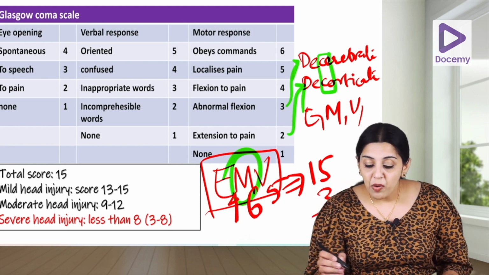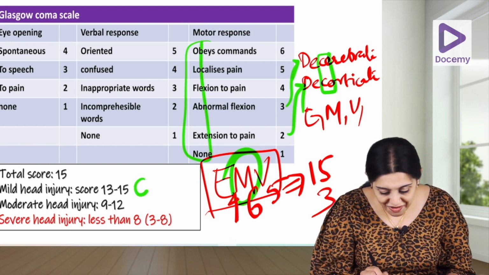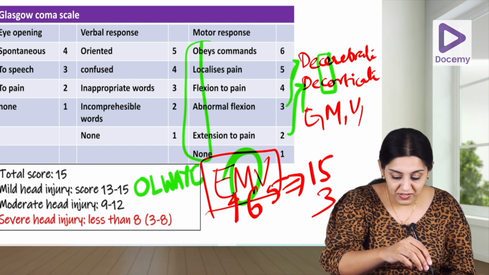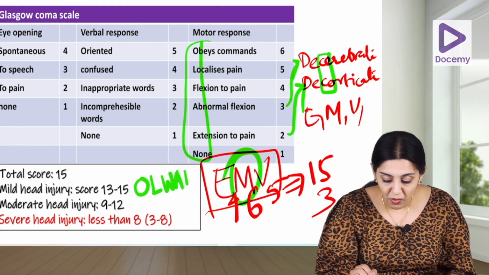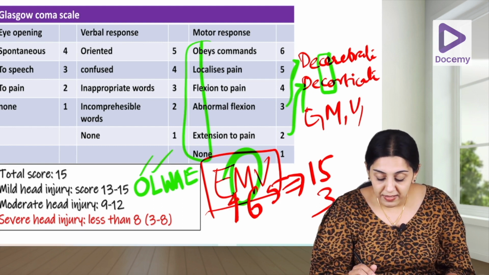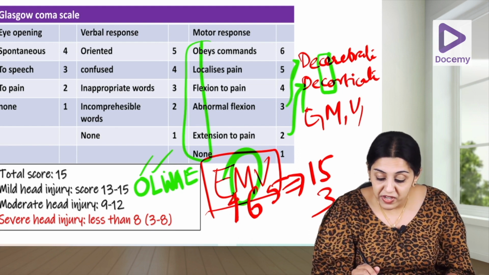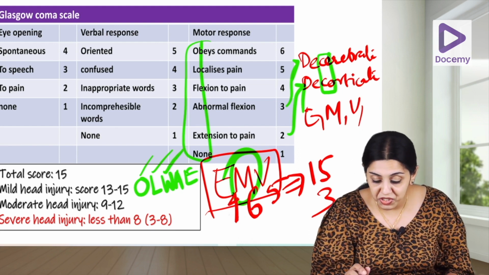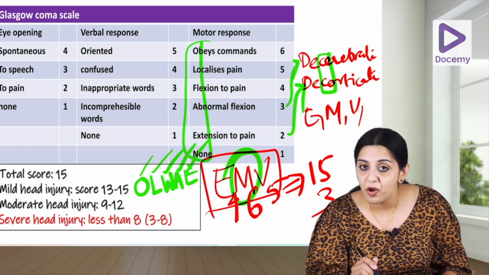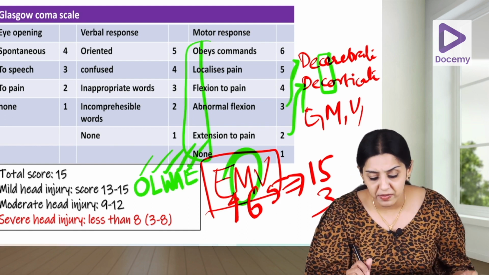Now, how to remember this? It is easy if you follow a mnemonic which I follow. It is called ALWAYS, where there is no Y, so all Y. O is obeying commands, L is localizing pain, then A is abnormal flexion, W is withdrawal to pain, that is flexion to pain, A is abnormal flexion, and obviously E will be abnormal extension. So ALWAYS is a way in which you can probably remember it.